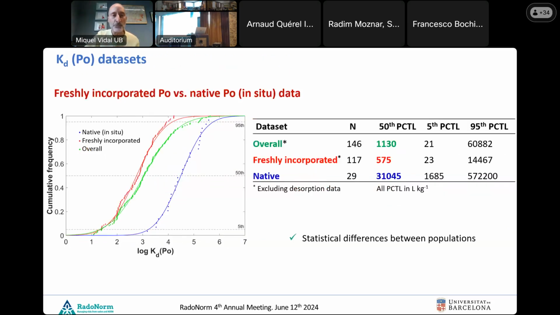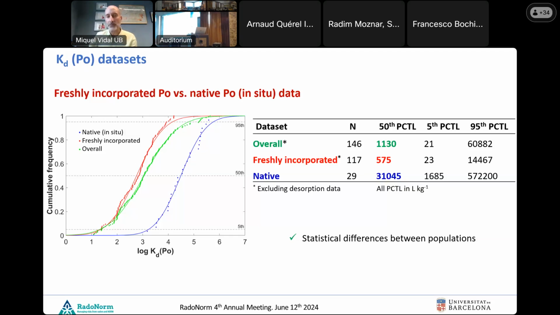Focusing on this example of polonium, we can make a step forward and try to see whether the source term may play a role in Kd quantification, and for sure it does. The source term does affect the Kd value. So here we compare the overall distribution for the overall data set survey with data originated from freshly incorporated polonium and from native polonium.